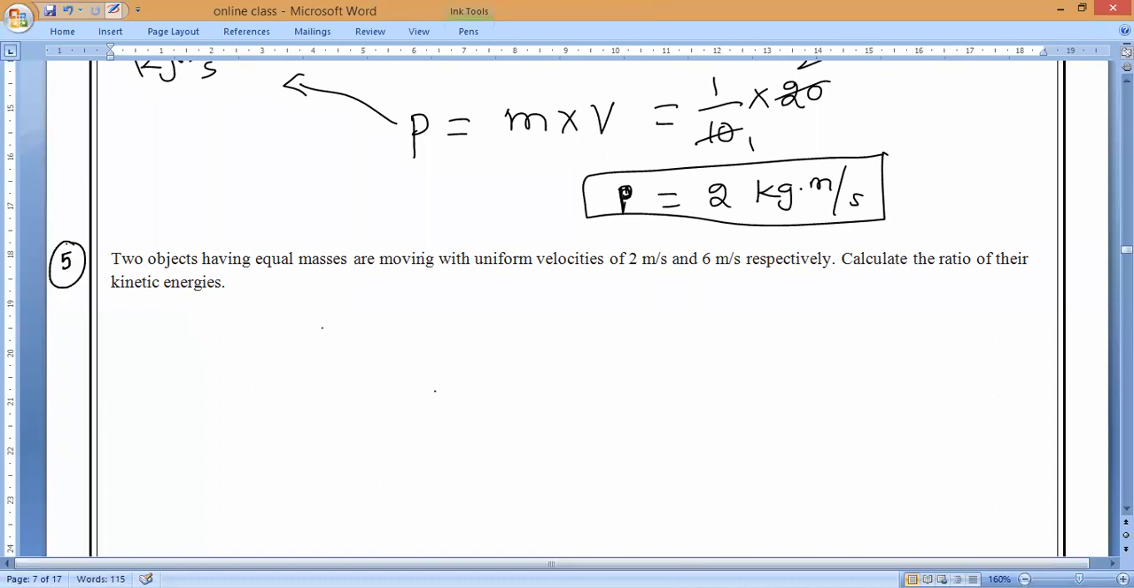Five, sir. Solve it now. Let me see who will solve first. You can use two methods here. What are the two methods I said? One is individual kinetic energy calculations.